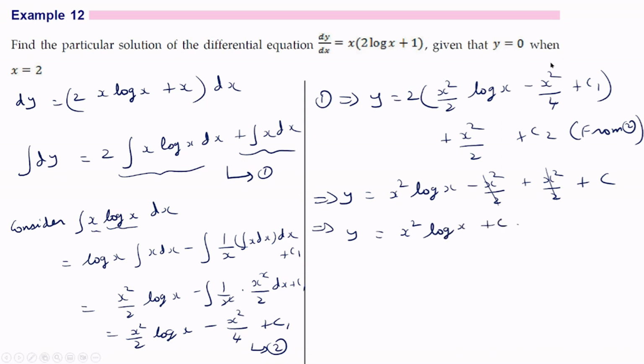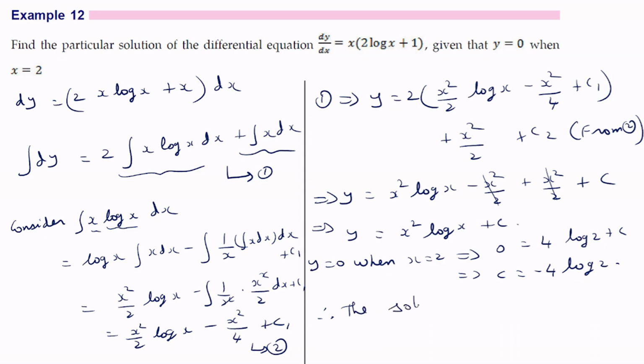Here they have given y equal to 0 when x is equal to 2. Y equal to 0 when x equal to 2 implies 0 equal to 4 log 2 plus c, or c equal to minus 4 log 2. Therefore, the solution is y equal to x square log x minus 4 log 2. So this is the required particular solution for this differential equation.